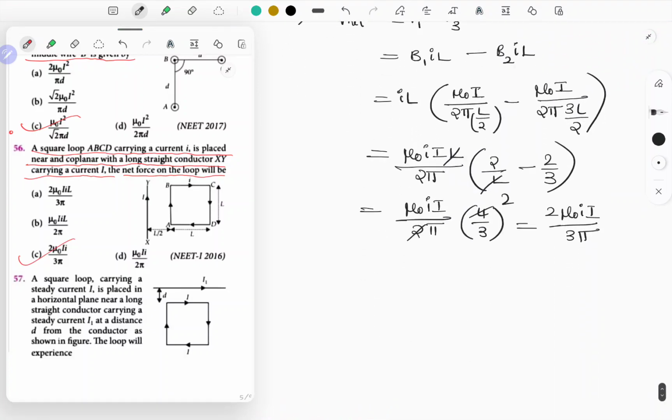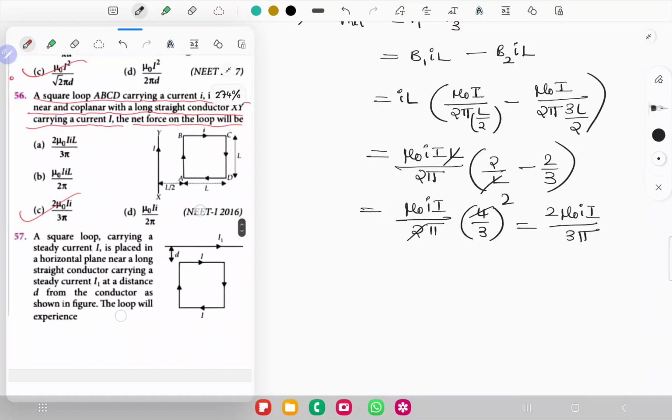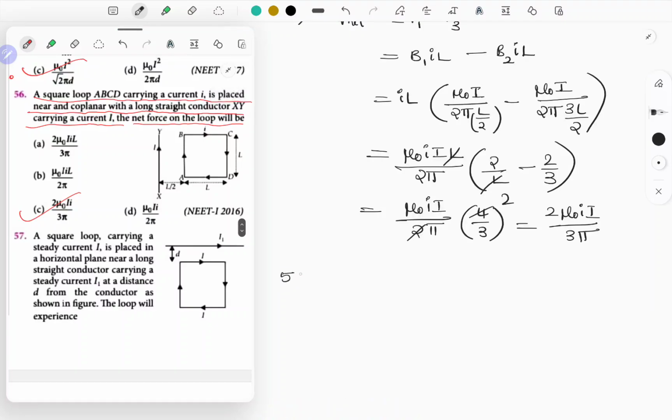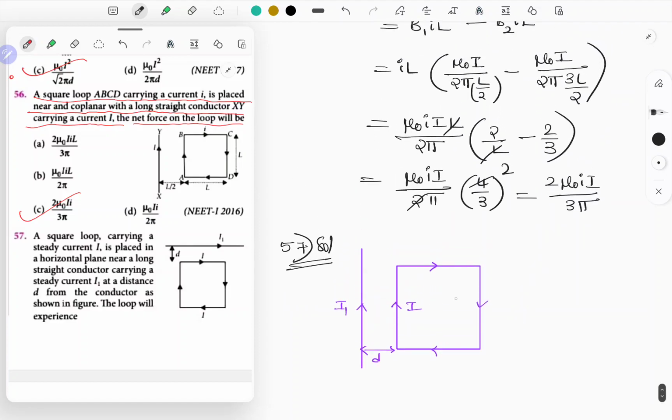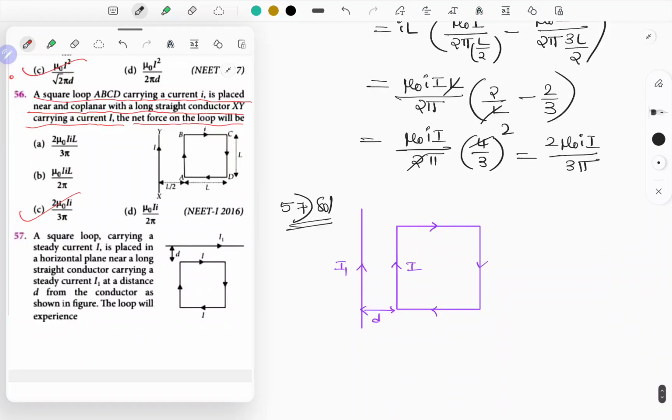Got it? Hope you understand the steps. Question number 57 is similar to question number 56. How? Look at this circuit. A square loop is placed just beside this current carrying conductor. So what kind of force is it going to experience? As I said earlier, force F1 towards left, F3 right, F2 upward, and F4 downward. These two will get cancelled out. As I said earlier, F1 is greater than F3.